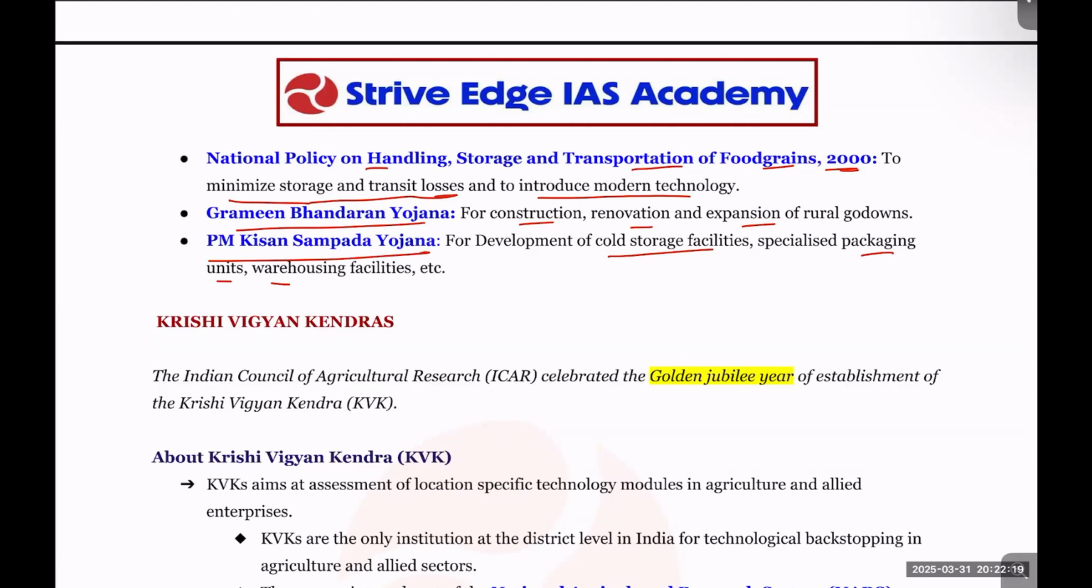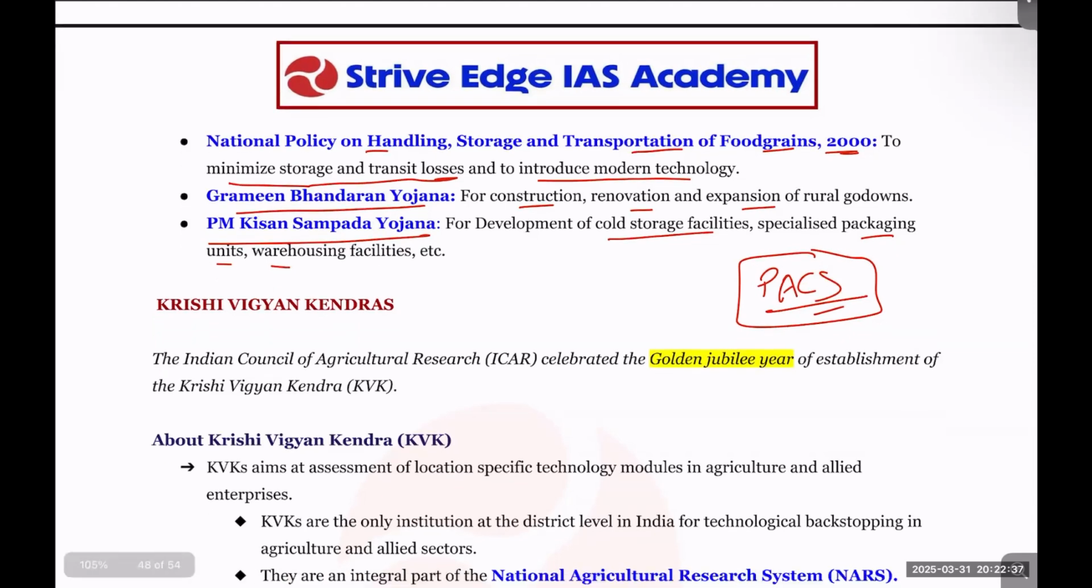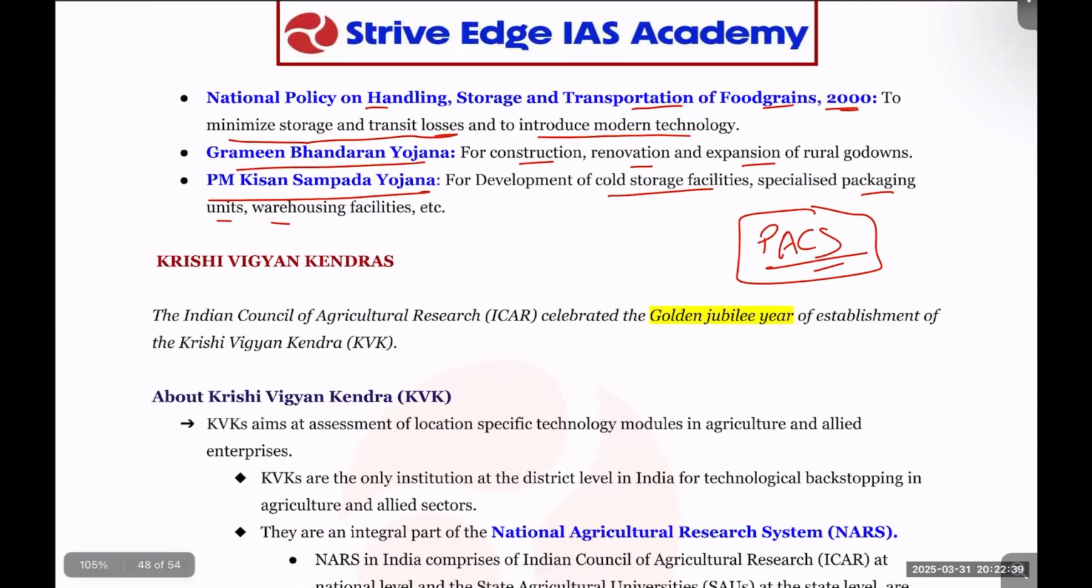warehousing facilities. So these are some of the initiatives that have been taken by the government. But what was the issue? The issue was that big storage infrastructure, big storage warehouses were not available, which can be taken care of by the PACs now. Right, everyone, got it?